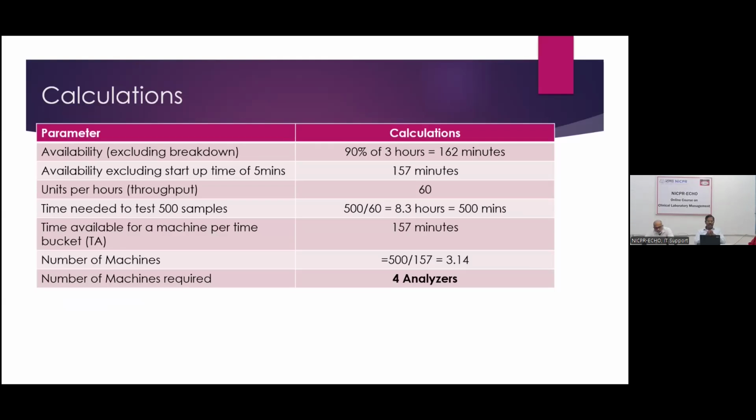Whereas the time available was 157 minutes for a single analyzer. So the number of analyzers required is 500 divided by 157, or 3.14. And that means that we need 4 analyzers to complete the task of 500 samples per day. So very good. All of you have done nicely.